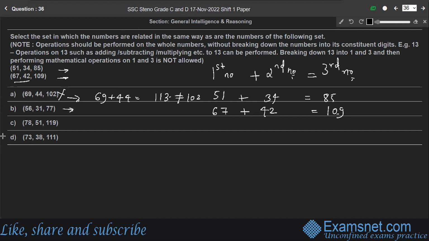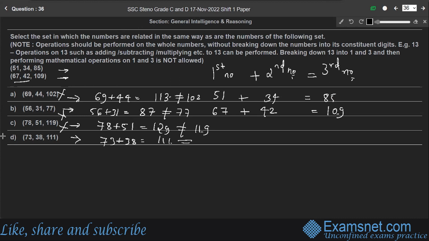Consider option B: 56 plus 31 is equal to 87, which is not equal to the third number, which is 77. Therefore, option B doesn't follow the same logic. Consider option C, in which the sum of the first and second numbers, 78 plus 51, is equal to 129, which is not equal to the third number. Therefore, option C doesn't follow the same logic. Consider option D: 73 plus 38 is equal to 111, which is exactly equal to the third number. Therefore, option D follows the logic that first number plus second number is equal to the third number. So option D is the right answer.